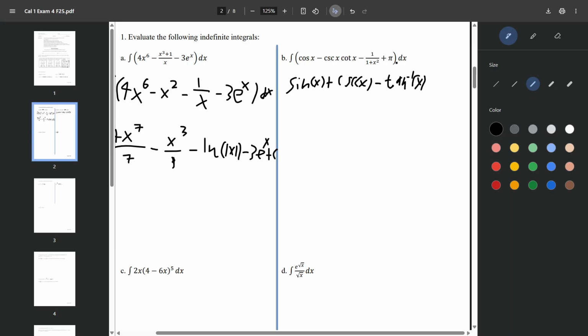And finally, pi. If you pay close attention, you'll know that pi isn't a variable. Pi is just a constant number. So in this case, the integral will be pi x. And finally, we need our C. And so our answer to B is now finished.